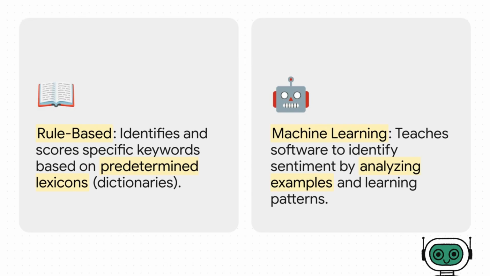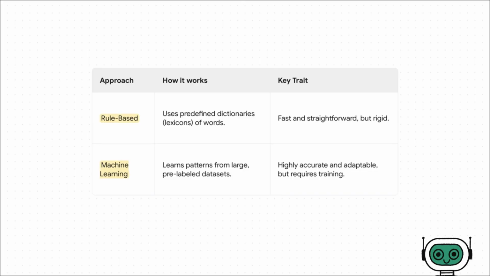The two main approaches are rule-based systems and machine learning systems. They both want to get to the same answer, but they take very different paths to get there. The rule-based approach is like a checklist. It uses a dictionary of words where each word has a pre-assigned score. It's fast, it's simple, but it's also pretty rigid. The machine learning approach is more like an apprentice. It learns to spot sentiment by looking at thousands of examples we've already labeled for it. This makes it way more flexible and accurate, but it does take some upfront training.